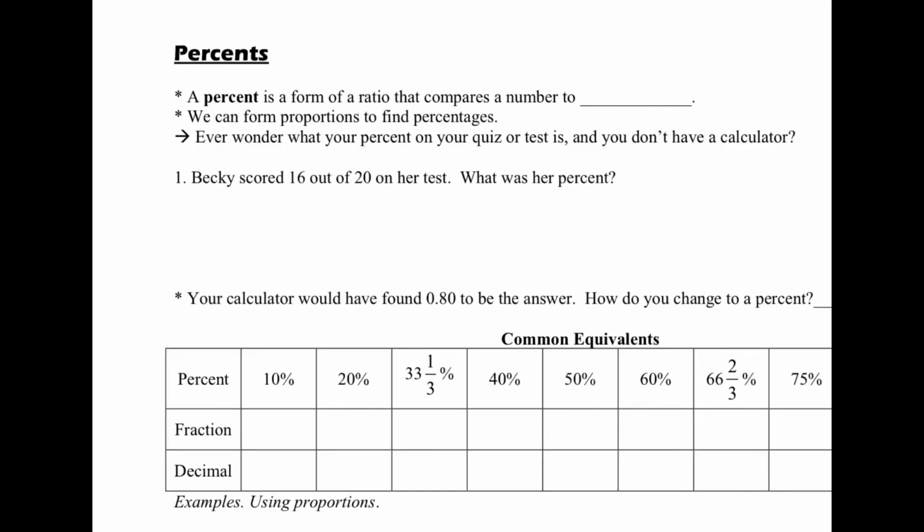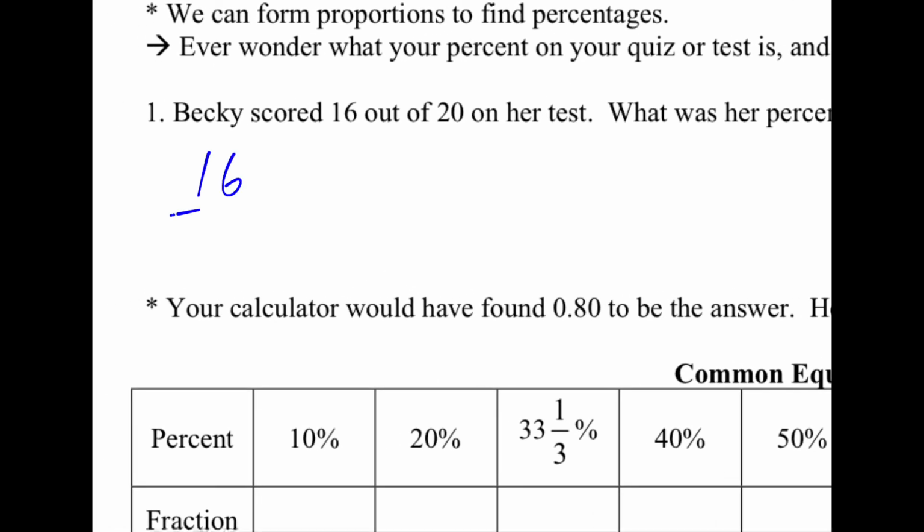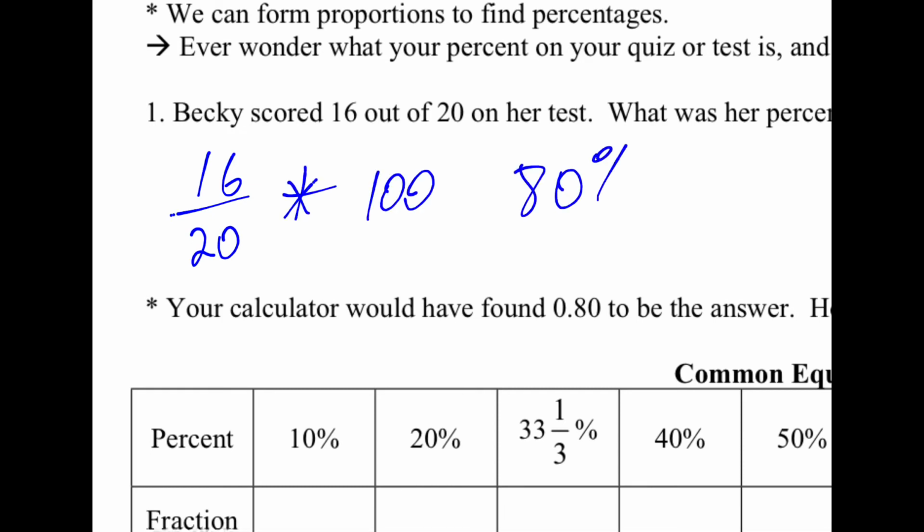Let's jump to percents. A percent is a form of a ratio that compares a number to 100. So if we wanted to take 16 out of 20, we could divide the two and then multiply by 100. And that'll give us our percentage, which is 80%. And what that means is 80 out of 100.